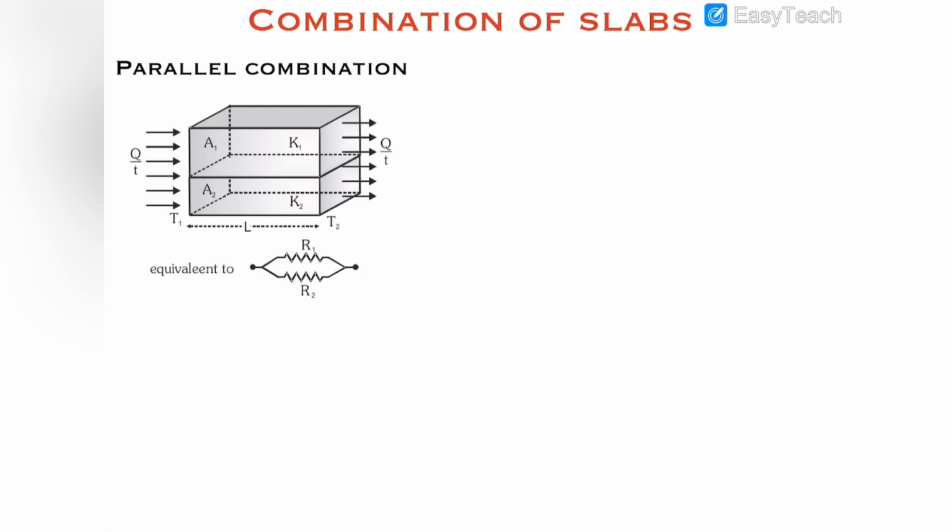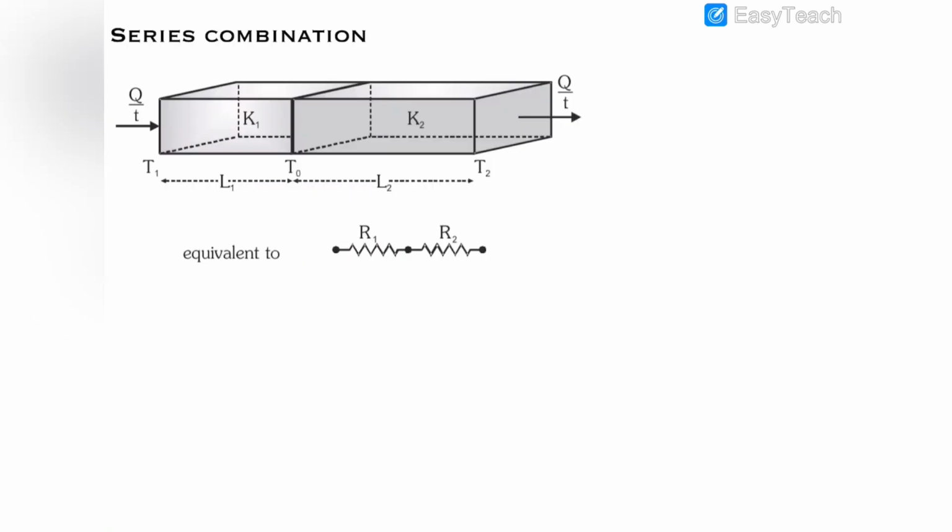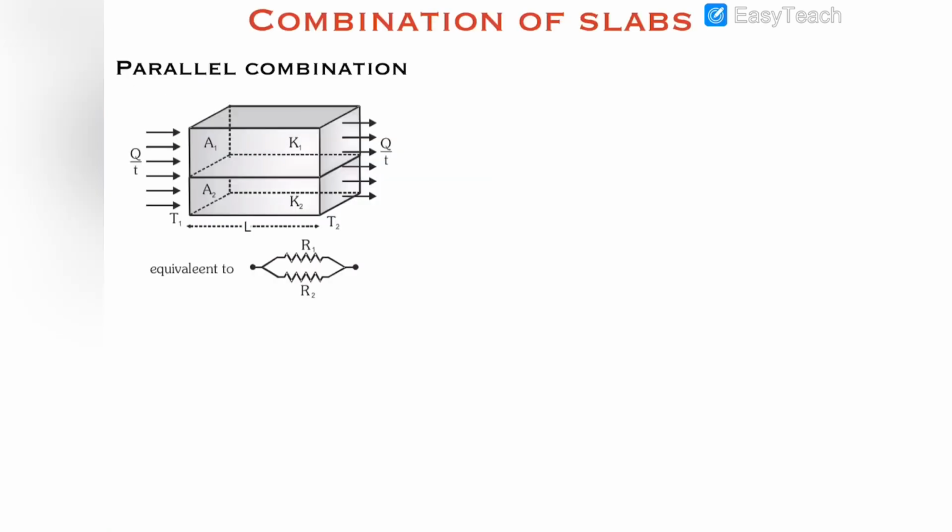So starting from the parallel combination, you can see that these two blocks are connected in parallel, and the parallel connection can be seen by the fact that the total heat is passing through them simultaneously. In series combination, the heat passes from one of the slabs and then it passes from the other one. So this is the parallel combination, and that one was the series combination.